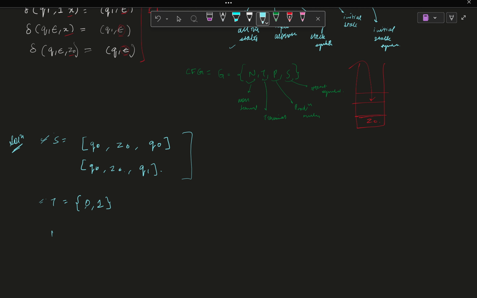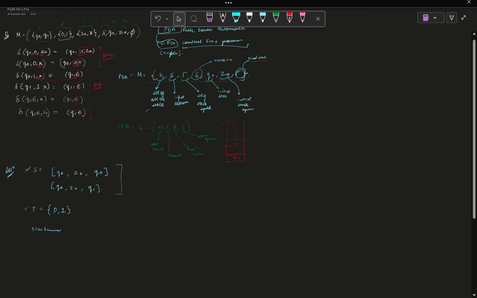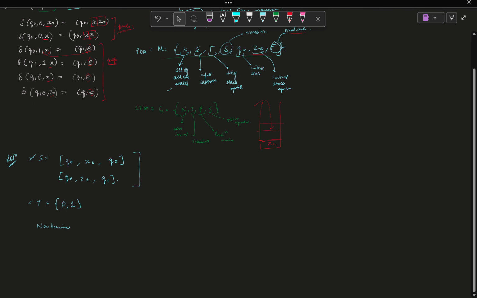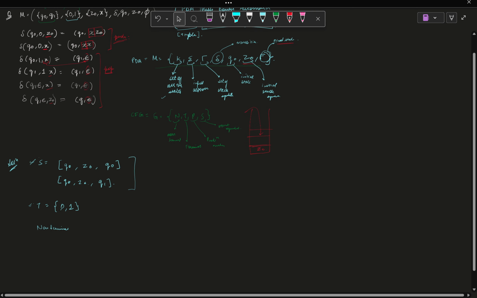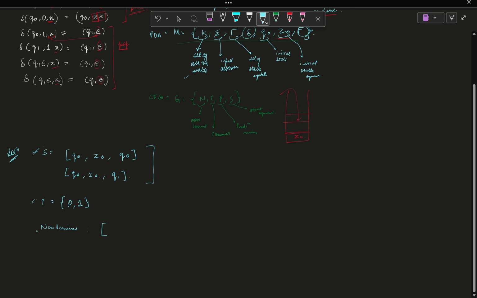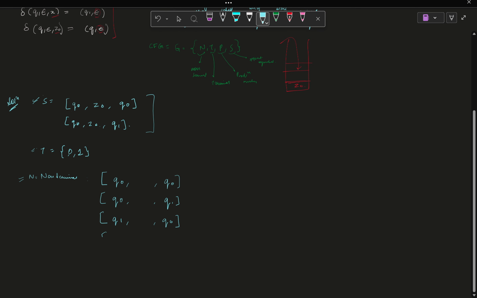But a non-terminal here can be defined in the following ways. So let's start by naming these non-terminals, right? So first our non-terminal would be Q0 Q0, Q0 Q1, Q1 Q0, Q1 Q1, then again Q0 Q0.